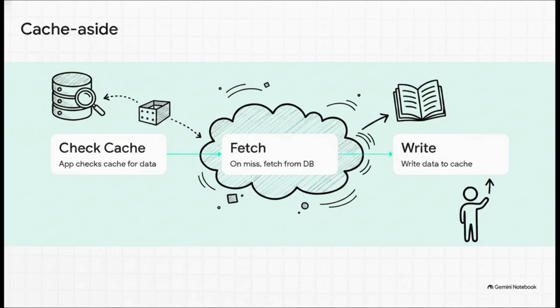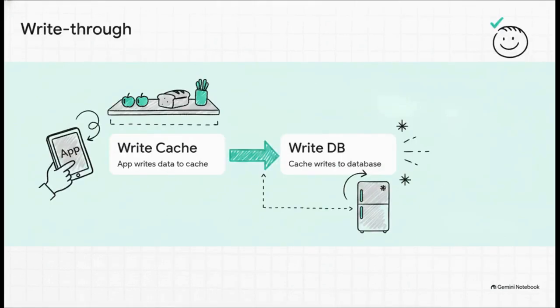Now, what's really interesting about this next setup is how the flow fundamentally shifts when we need to save new data. This is the write-through strategy. Here, when the app has new data, it writes it directly to the cache first. But before it considers the job done, the cache immediately writes that data straight through to the main database synchronously. Only when both spots are successfully updated is success confirmed to the user.